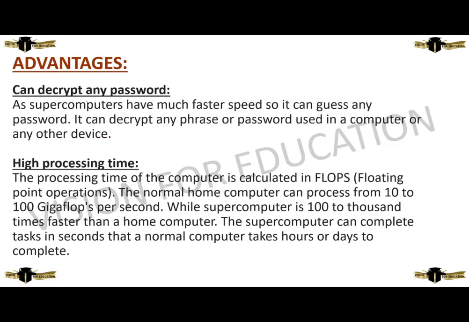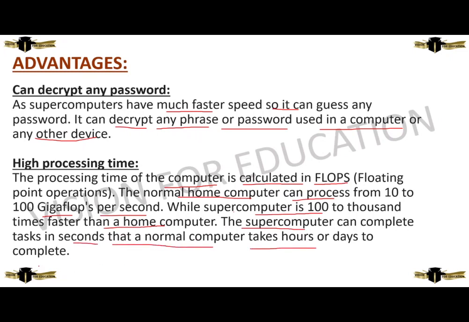Let's look into some advantages of supercomputers. Supercomputers have much faster speed, so they can guess any password. They can decrypt any phrase or password used in a computer or any other device. High processing unit: processing time of a computer is calculated in flops. Normal home computers can process from 10 to 100 gigaflops per second, while a supercomputer is 100 to 1000 times faster than home computers. Supercomputers can complete tasks in a second that our normal computers take hours or days to complete.